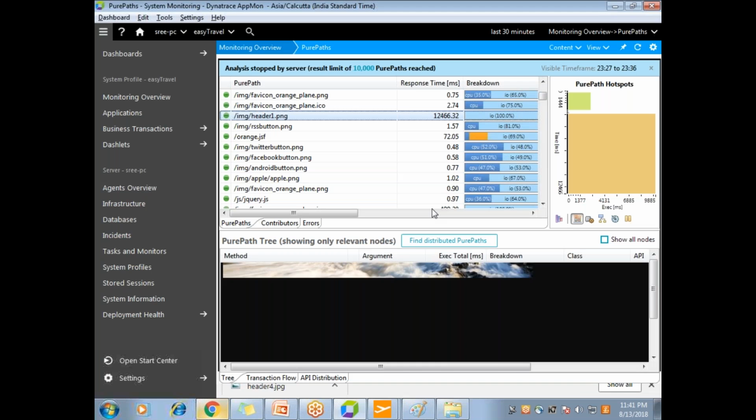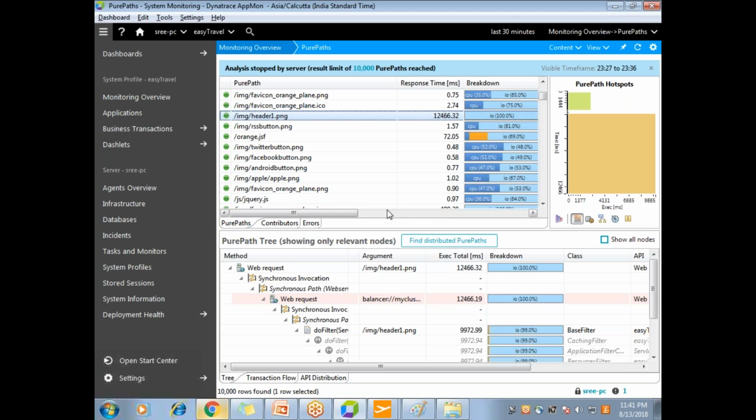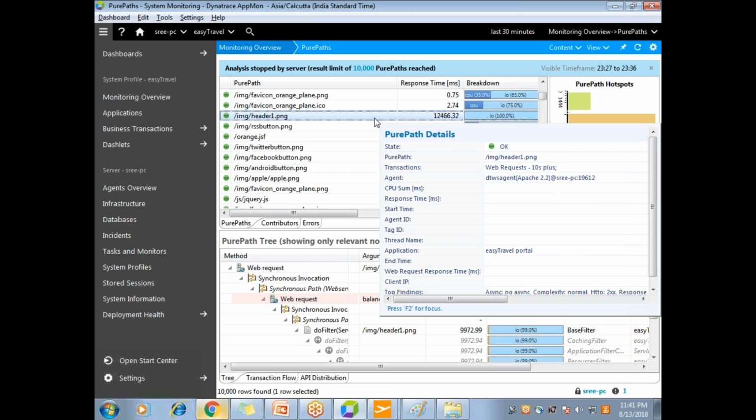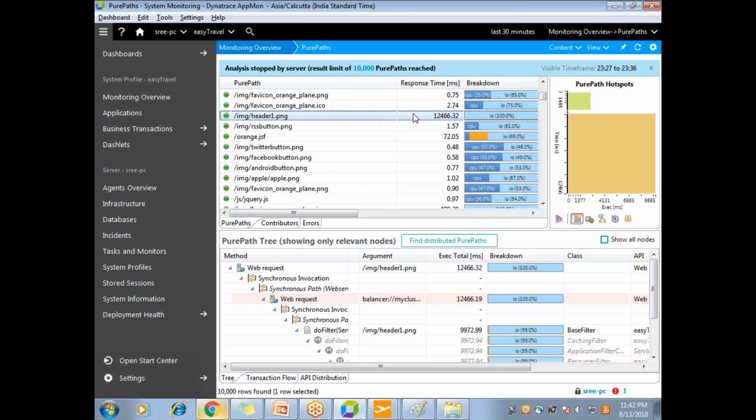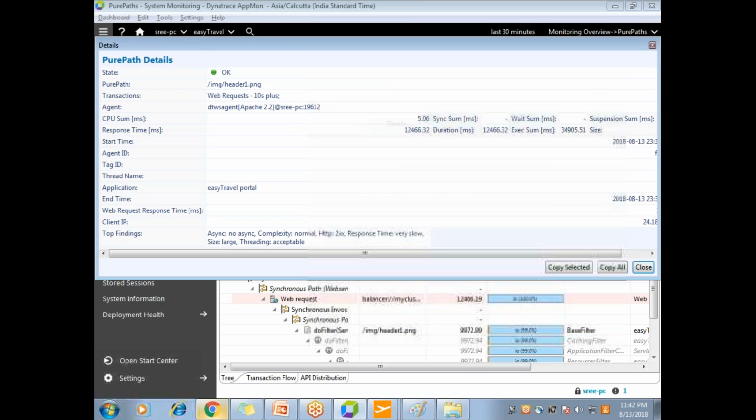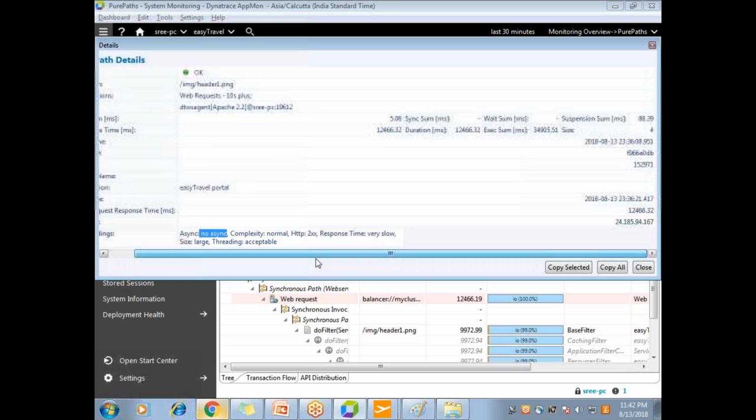And what you're telling me, Ajay, one more thing, synchronous. If you go into the Dynatrace, just keep the cursor on that header one image. Here, if you see, can you drag this to the end, the PurePath details? Yes, details. If you see, it was done in a synchronous process, CPU sum, synchronous sum he has given. It should be in an asynchronous process.